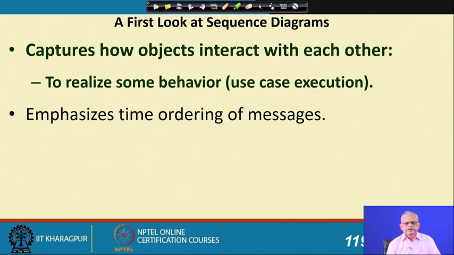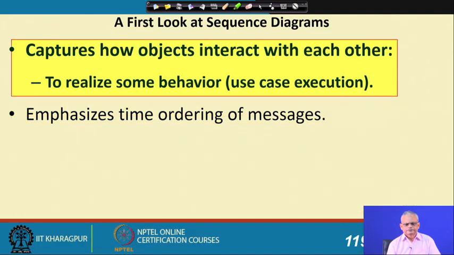Interaction diagrams capture how objects interact during the run of the software to realize some behavior, for example, a use case execution. Here we need to identify the objects that are interacting during the execution of the use case, the messages they are exchanging among each other, and the time ordering of the messages.